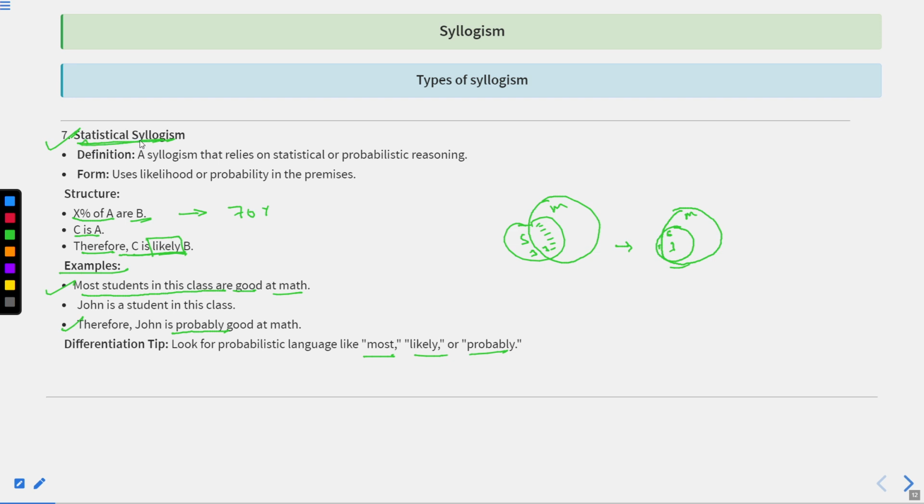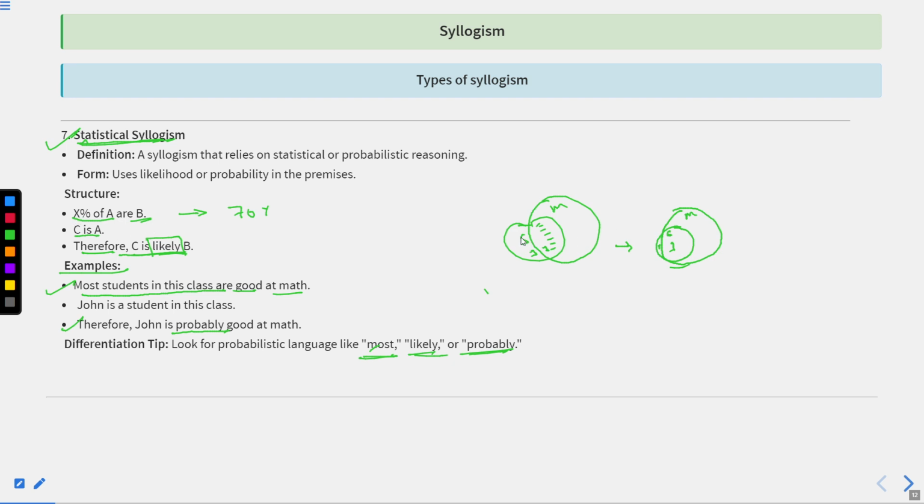And what you need to infer from this particular type is you should look forward for these type of words: mostly, likely, probability. So if these type of words are mentioned, and from the Venn diagram, it is very important for these type of questions also that you're drawing the Venn diagram. No matter if it has been mentioned as X percentage of A or B.